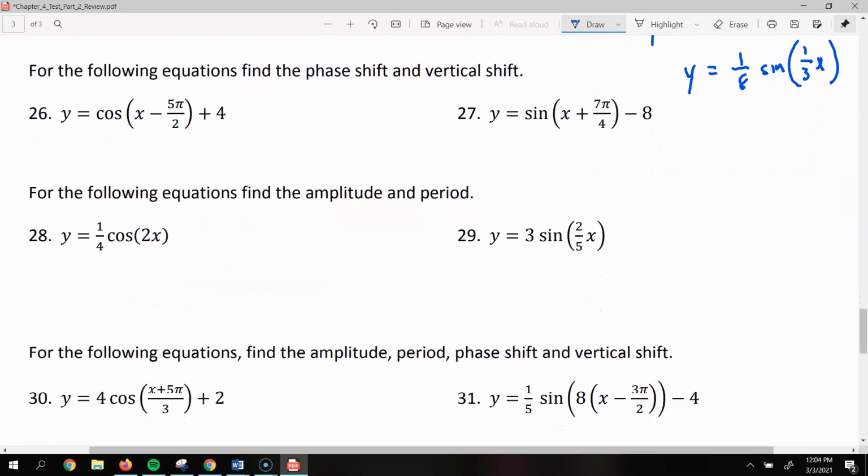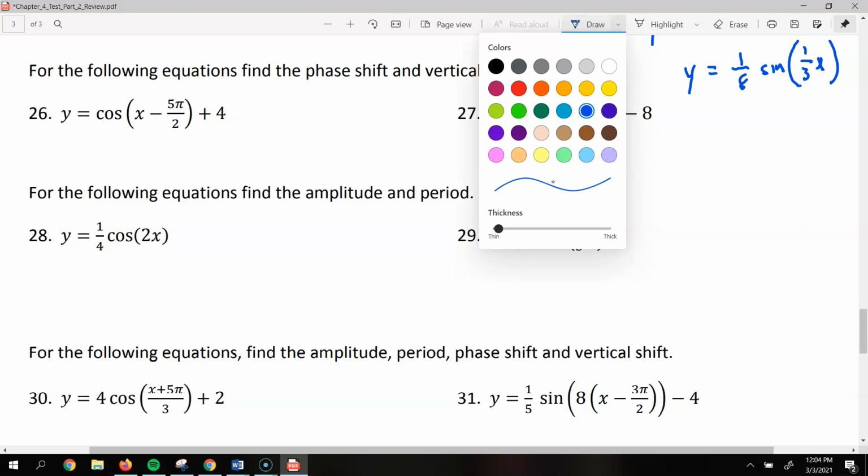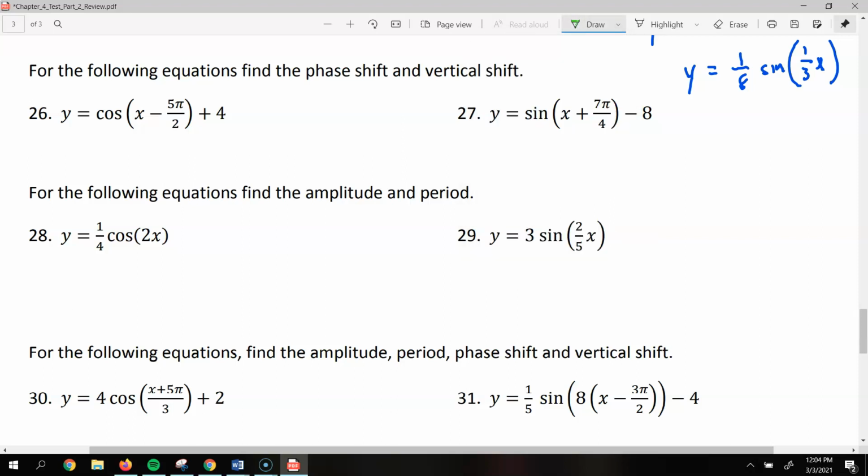All right, so for number 26, we're trying to find what the phase shift and vertical shift would be for these two problems. So the phase shift, remember, that's referring to just what's happening horizontally. So what's the horizontal shift for that graph? And so I'm just going to abbreviate that as PS for the phase shift.